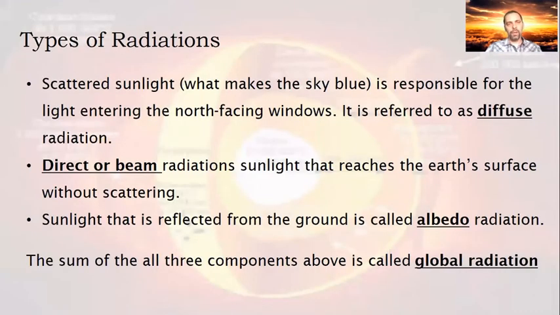Just a quick review about the main radiation types. Scattered sunlight, what makes the sky blue, is responsible for the light entering the north-facing windows in the northern hemisphere. It is referred to as diffuse radiation. The second one is the direct or beam radiation, sunlight that reaches the Earth's surface without scattering. Sunlight that is reflected from the ground is called albedo radiation, as we were talking about it, and the sum of the three components above is called the global radiation.